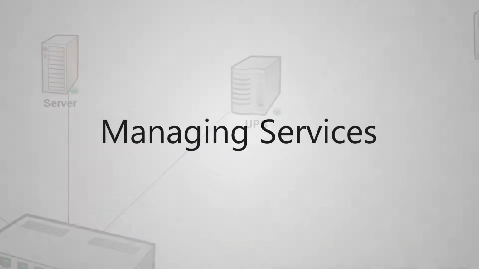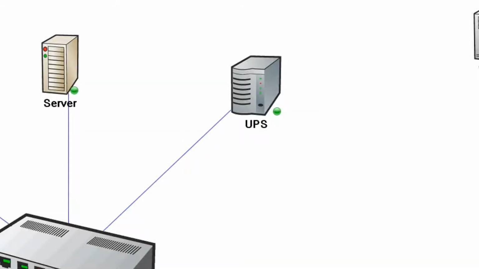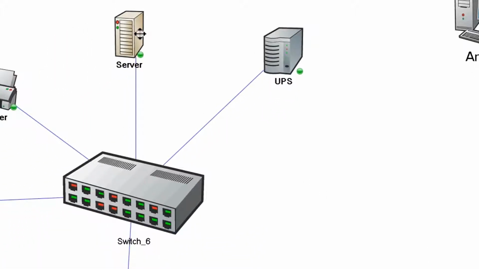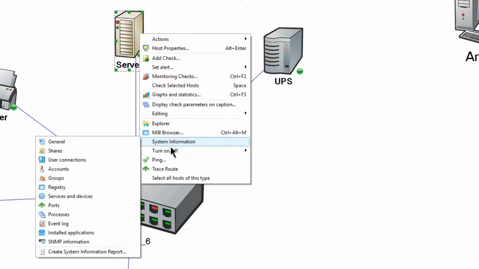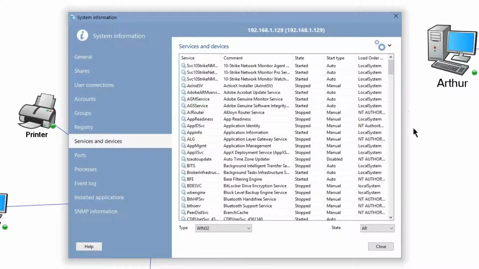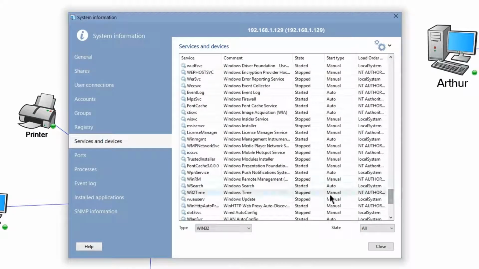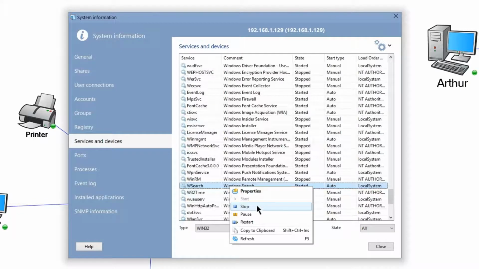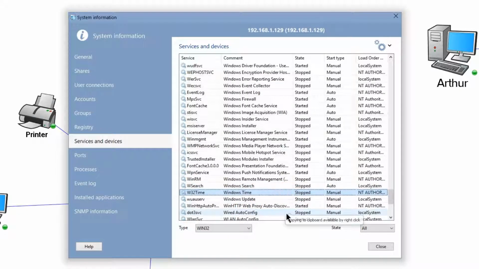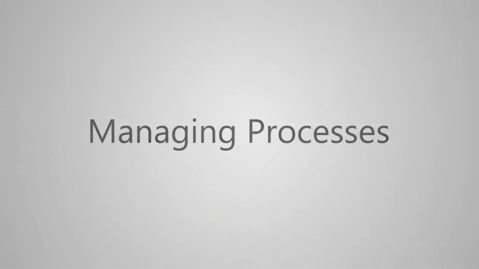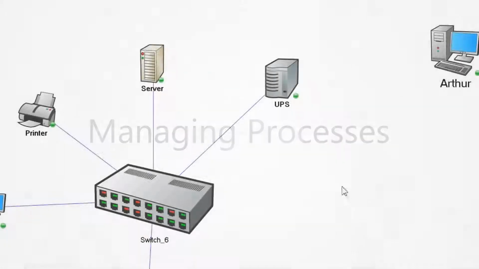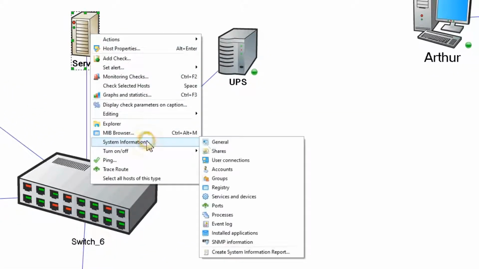Now, let's try to pull up the list of services and stop one of them on a server. To do this, right-click on the host we want to see, then click on System Information and select the appropriate item. Now, we have a list of all services available on the server. We can start, stop, and restart the required service. You can also check the list of processes running and stop the necessary ones.